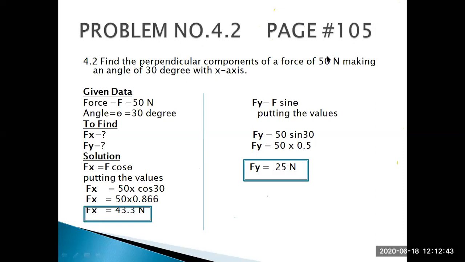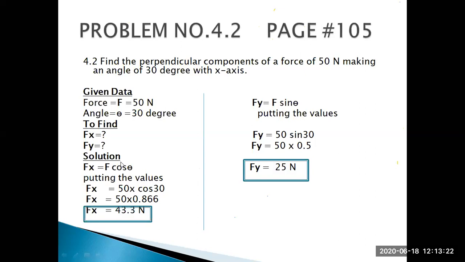Force is 50 Newton. You know the unit of force is Newton. So force is given to be 50 Newton, and the angle is given to be 30 degrees. Angle is denoted with the Greek letter theta, and theta is 30 degrees. In this numerical, we are required to find Fx, which is the x component of the force, and Fy, the vertical component of the force. So we are required to find two things: the horizontal component and the vertical component of the force.